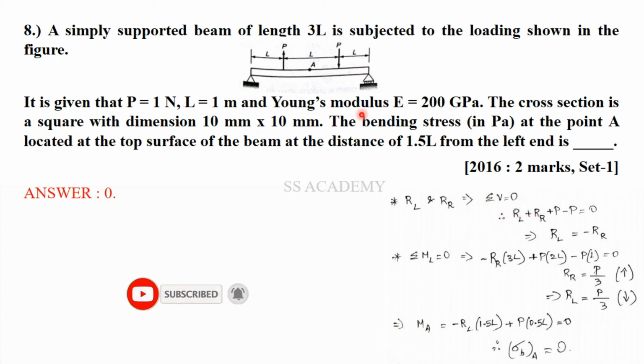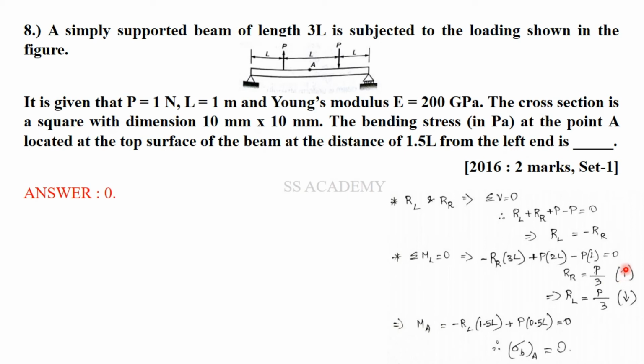So RL plus RR plus P minus P is equal to 0, which comes out to be RL is equal to minus RR. Okay, summation of moment at the left end is equal to 0. I have assumed the anti-clockwise moment as negative. I have assumed the right hand side reaction to be upward. So minus RR into 3L plus P into 2L minus P into L is equal to 0, which comes out to be RR is equal to P by 3. Since it comes out to be positive, the assumption which I have made as RR to be upward is right.